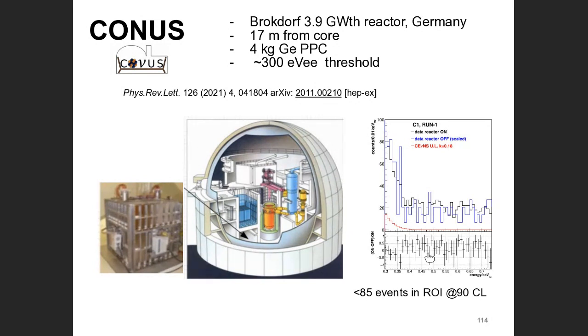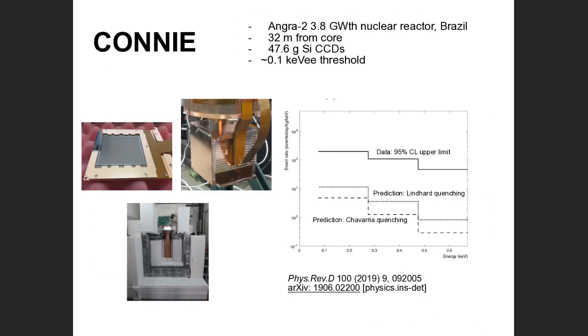There are of course reactor neutrons you have to worry about, and cosmic rays you have to worry about. And this is their reactor on minus off measurement that they reported in this paper here. The red here is the expectation for CEvNS, and they have a limit of less than 85 events in this region of interest here. That should say 90% confidence level. And so there's so far no confirmed measurement, just a limit on that.